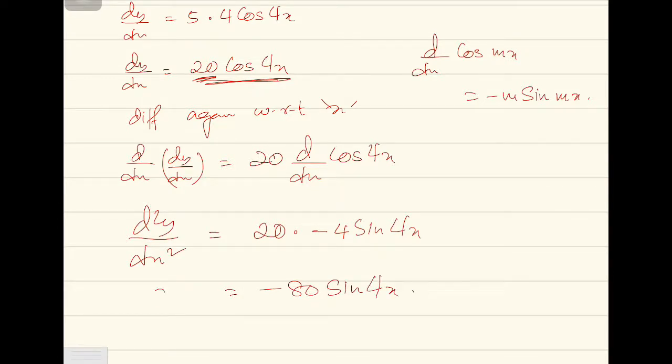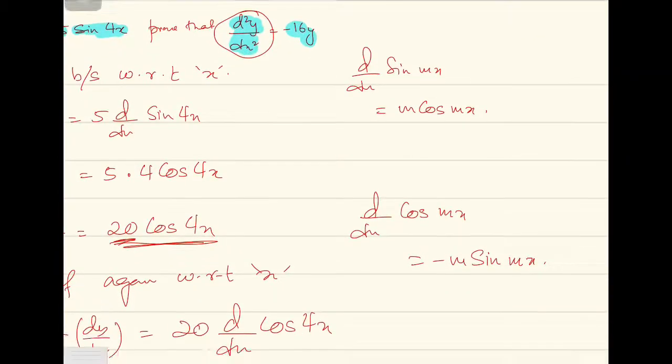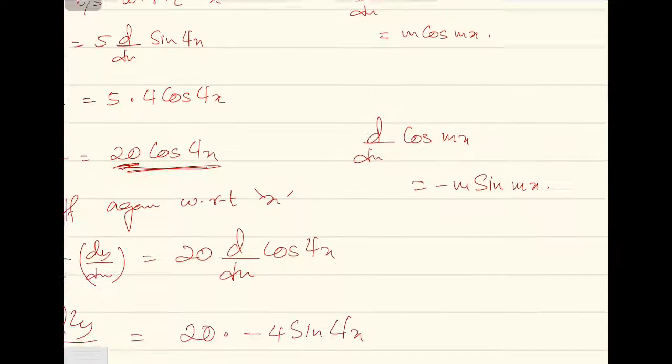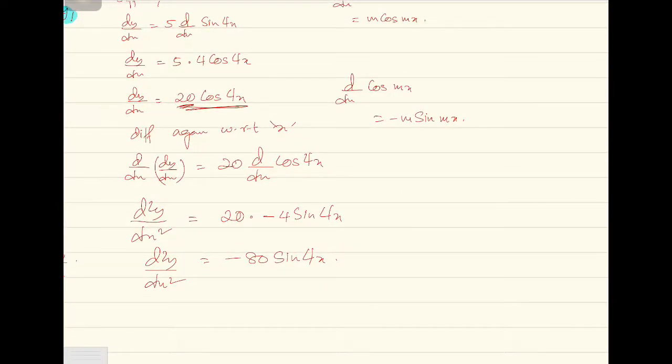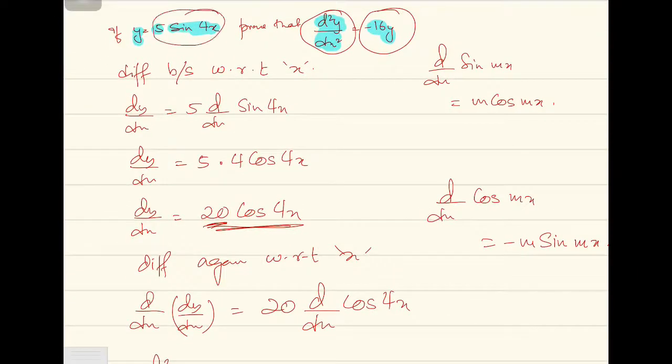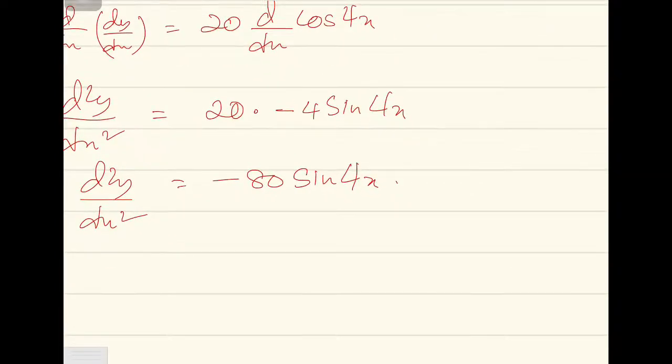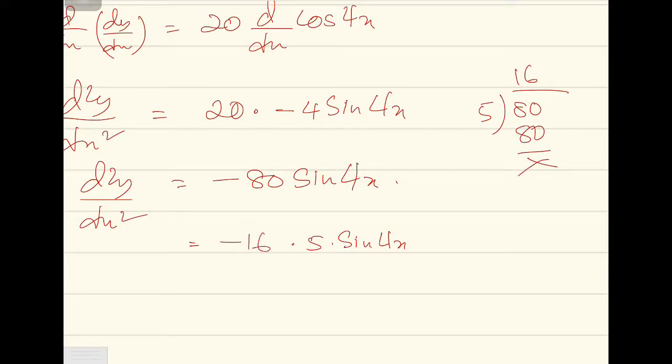Correct? Okay, that's d²y/dx². Let's check. Is this what I wanted? No, I wanted minus 16y, not minus 80 sin 4x. So what will I do is, I know y equals 5 sin 4x, and ultimately it has to be replaced by y. So I will separate y. From 80, if you remove 5 sin 4x, what will be the leftover? I think the leftover is 80 divided by 5, which is 16, isn't it, everyone? So minus 16 will be left over. That gives me d²y/dx² equals minus 16.